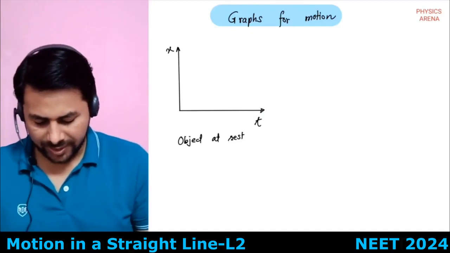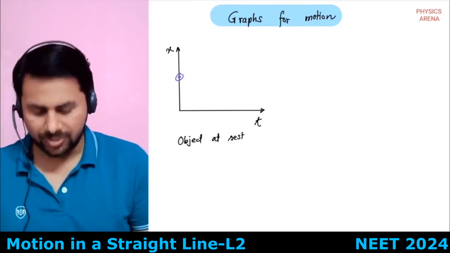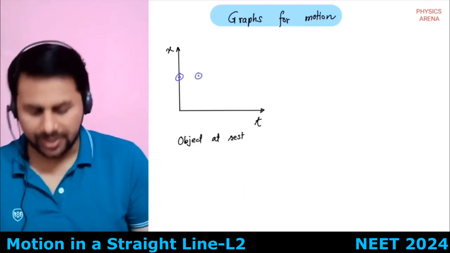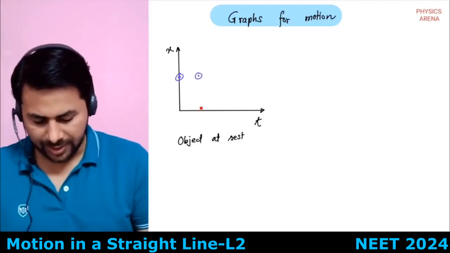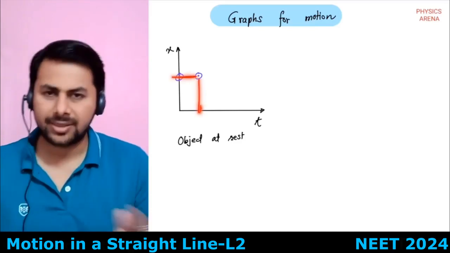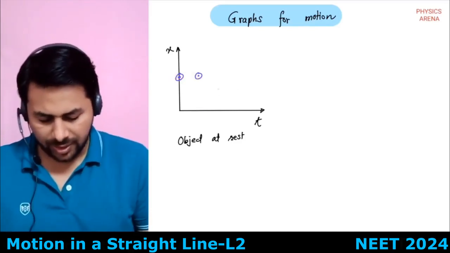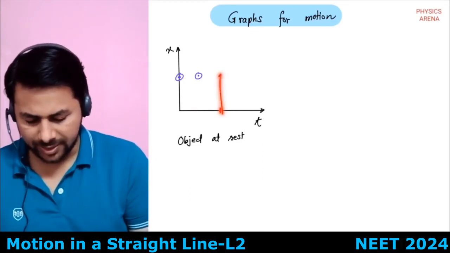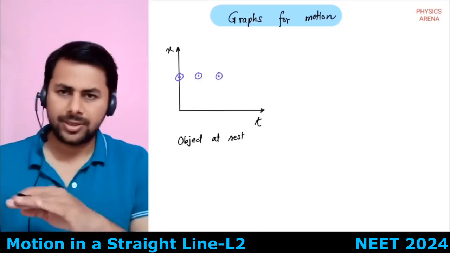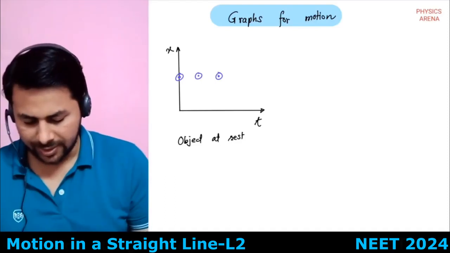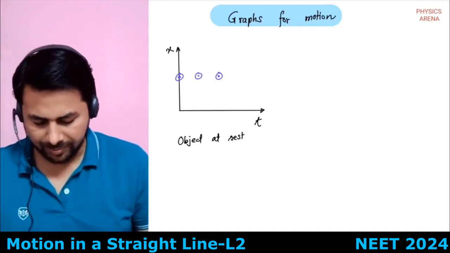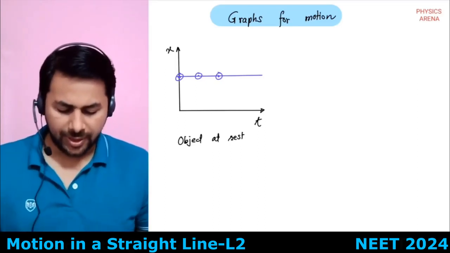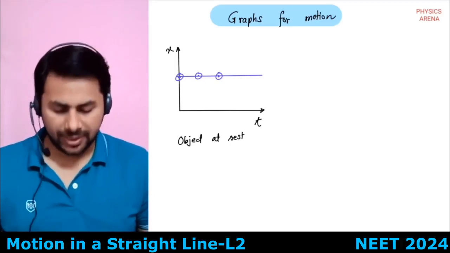So your particle is at this position, suppose at t equals 0. As time passes, the particle is still at the same position, right? At this time also the particle is at the same position. Then at some other time, at this time also the particle is at the same position. So it's going to be a straight line parallel to the time axis. Okay, like this, if you join all these points. Now this is for an object at rest.